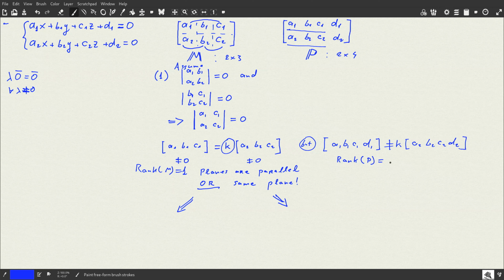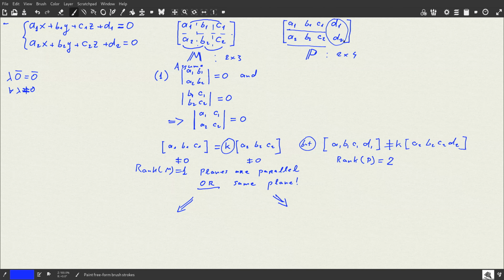2, yes, because there are 2 rows, and these 2 rows are linearly independent. Obviously, there are 4 columns, and of those 4 columns, only 2 of them would be linearly independent. It is the last column, D1, D2, and some other column in our matrix. For example, B1, B2. So if we construct the minor B1, D1, B2, D2, it would have a non-zero determinant.